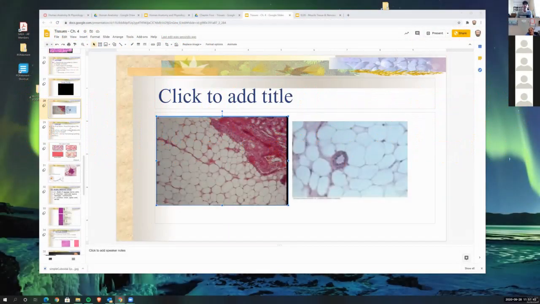Because if you were to look at the next slide, you would probably guess that this is what we call adipose tissue. Well, what is adipose tissue anyway, but fat? So we're actually looking at fat. This is what fat looks like under the microscope.